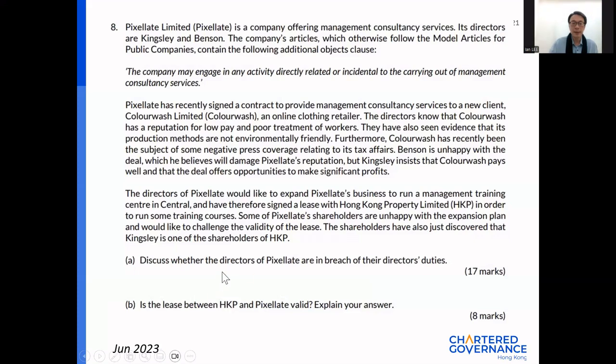So the question is, discuss whether the directors of Pixelet are in breach of their directors' duties. You can see this is quite helpful. This is specifically asking the candidates to discuss directors' duties. So if you see this, then I think it should be quite clear. And then, is the lease between Hong Kong Property Limited and Pixelet valid? Explain your answer.